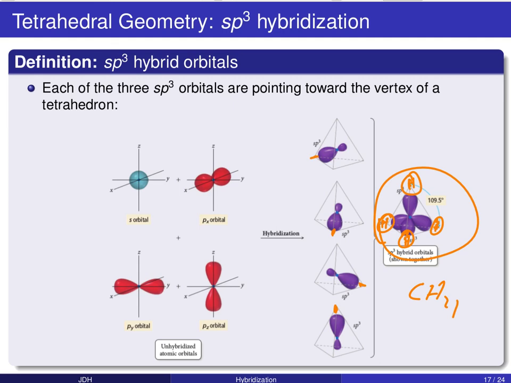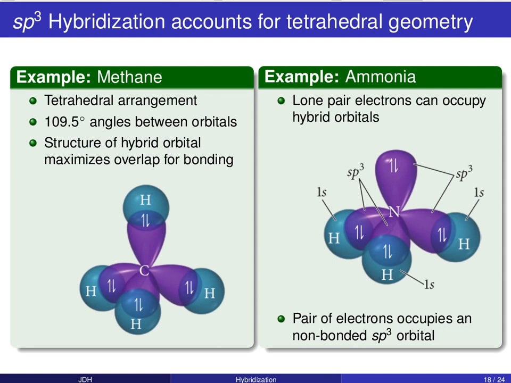So to make a little bit prettier picture of what I just tried to draw here, we can look at the example of methane a little bit more closely, where we've got our sp3 hybrid orbitals in purple, and then the 1s orbitals on hydrogen. And again, mathematically, you can do the math here, and you'll find that carrying out the proper combination of these atomic orbitals gives us the hybrid orbitals with the desired 109.5 degree bond angles. And this structure here maximizes orbital overlap for bonding.